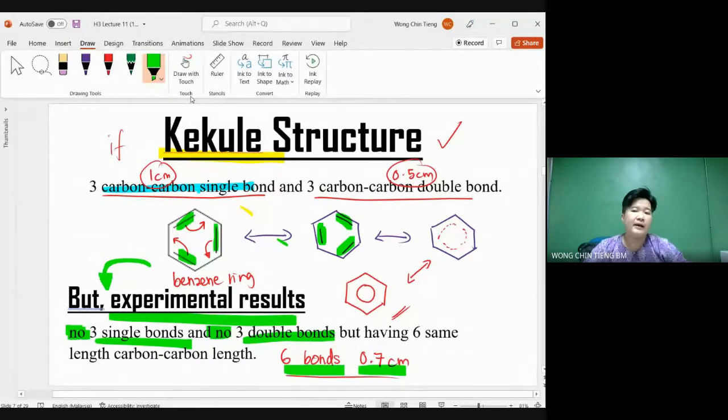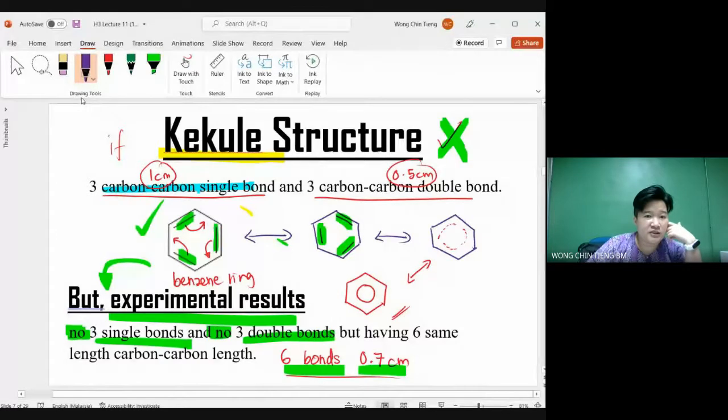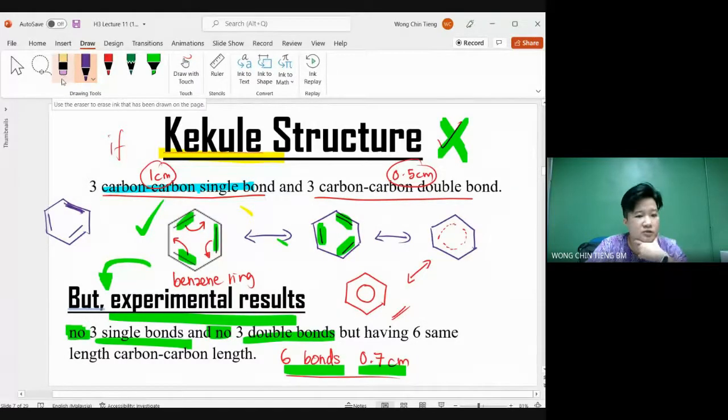Okay, that's why Kekule is actually somehow wrong. If you ask me, is Kekule right? No, Kekule is wrong. Okay, but why are we still using this structure? Structure yang kita lukis ini, structure yang kita tengah lukis ini is actually your Kekule structure. Kalau Miss Wong kata Kekule structure adalah salah, kenapa kita still lukis?